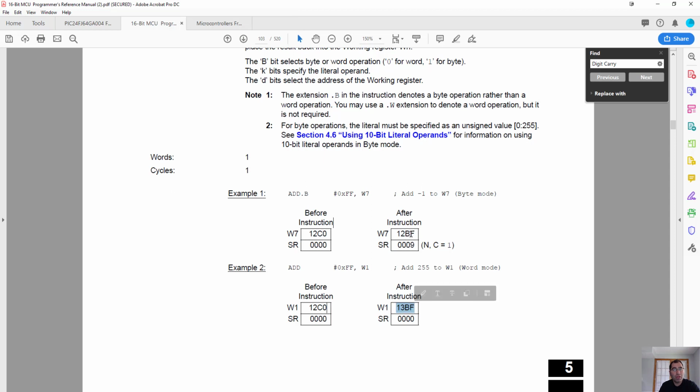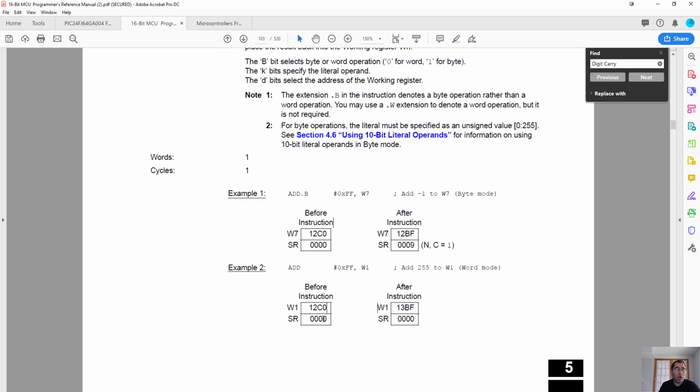See, here the carry didn't move beyond this first 8 bits or byte, but here it was able to move beyond this first 8 bits or byte, because this is a word operation.